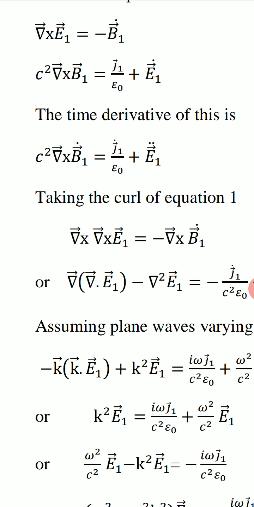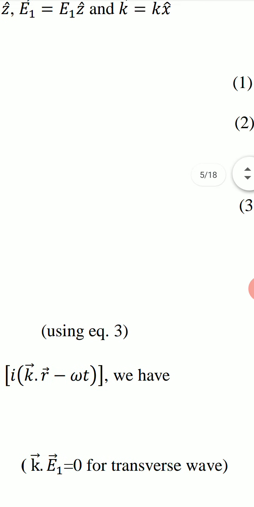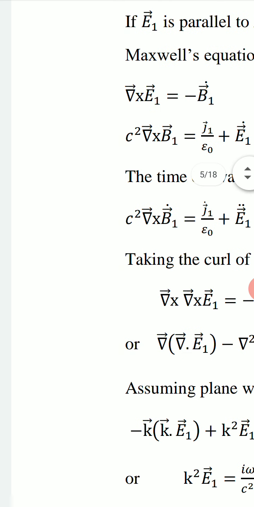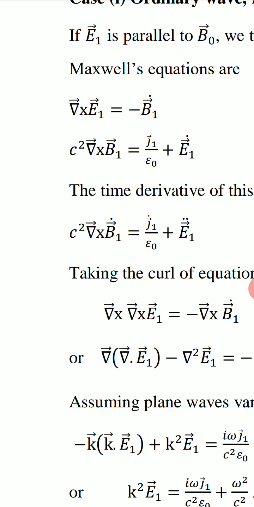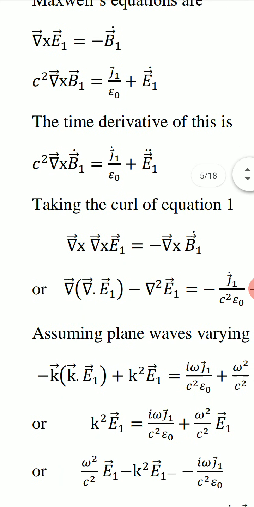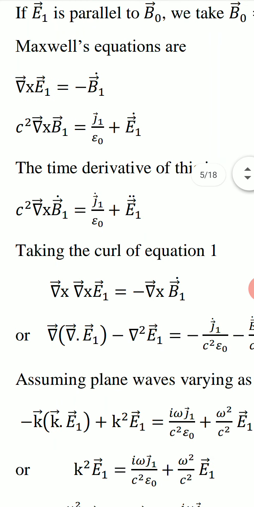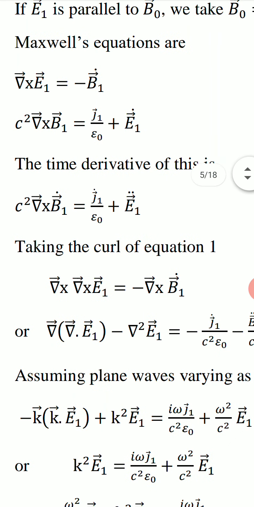Taking the curl of equation 1, Maxwell's third equation, del cross E1 equals minus B1 dot. If we take the curl of this equation, it means we write del cross. We operate by del cross on the left-hand side and the right-hand side of equation 1. Then we get del cross del cross E1 equals minus del cross B1 dot.